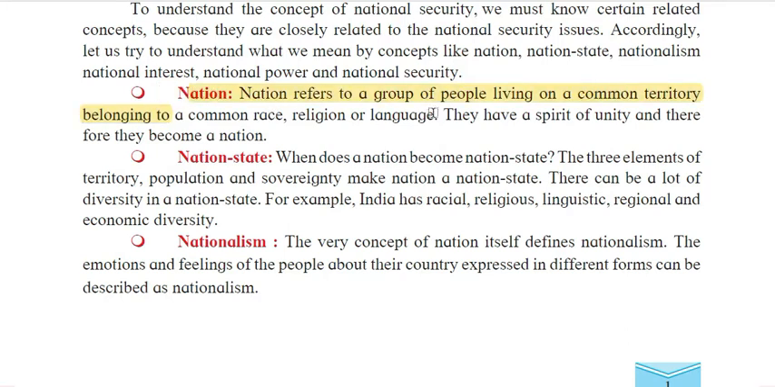So nation refers to a group of people living on a common territory belonging to common race, religion, language. They have a spirit of unity and therefore they become a nation.